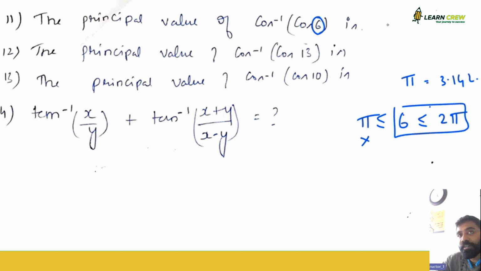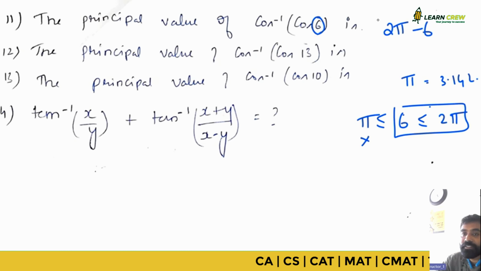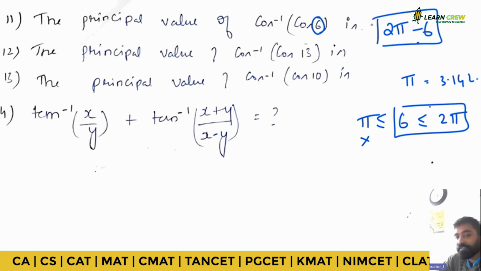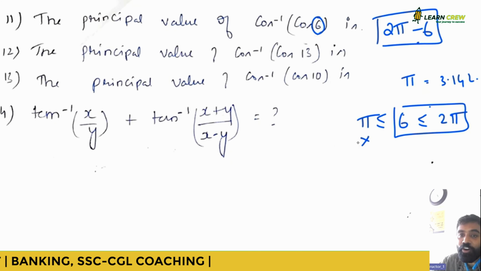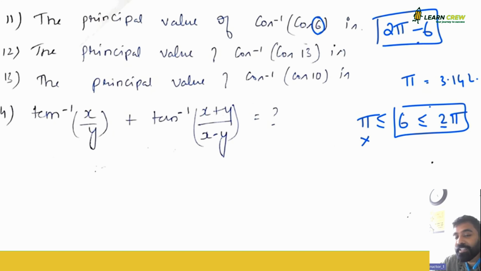So this becomes 2 pi minus 6. This becomes the principal value of cos inverse of cos 6. Eliminate the odd one. Odd means it is an odd multiple of pi, and this becomes an even multiple. Eliminate the odd one, go with the even.